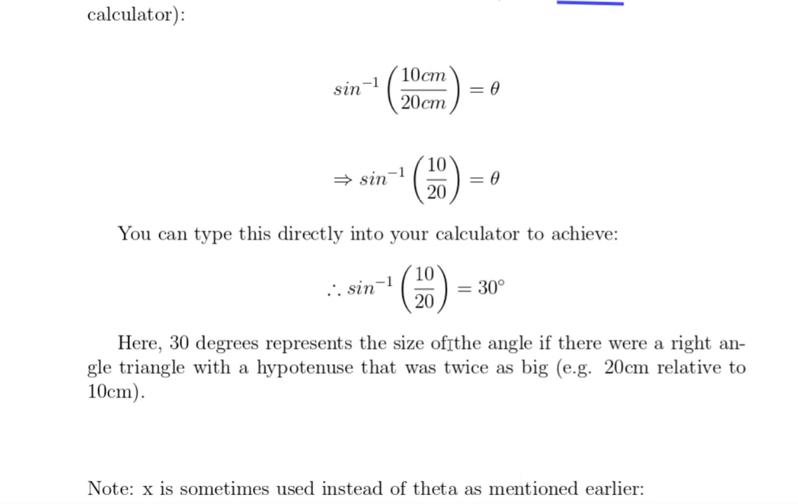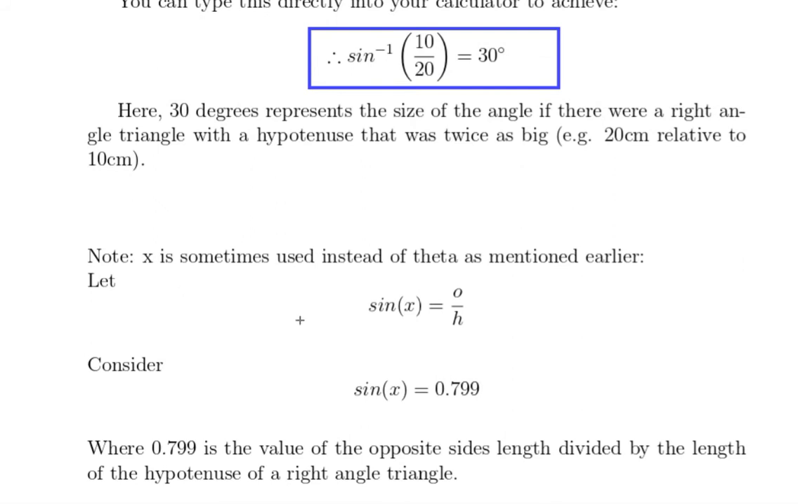Here, 30 degrees represents the size of the angle if there were a right angle triangle with a hypotenuse that was twice as big, e.g. 20 centimeters relative to 10 centimeters. I'm just describing in detail what is occurring for this equation here. Note, for exam questions, you can have x instead of theta, so this comes out quite consistently.